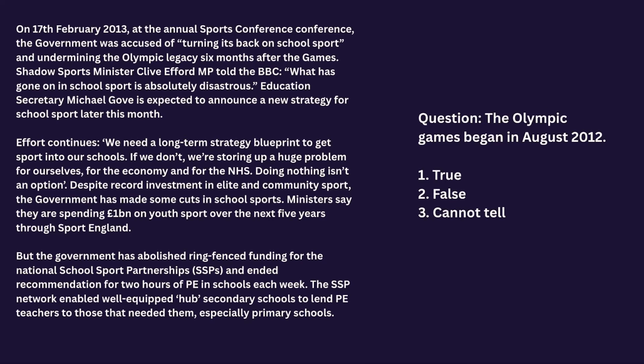Doing nothing isn't an option. Despite record investment in elite and community sport, the government has made some cuts in school sports. Ministers say that they're spending £1 billion on youth sport over the next 5 years through Sport England. But the government has abolished ring-fenced funding for the National School Sport Partnerships, SSPs, and ended the recommendation for 2 hours of PE in schools each week. The SSP network enabled well-equipped hub secondary schools to lend PE teachers to those that needed them, especially primary schools.